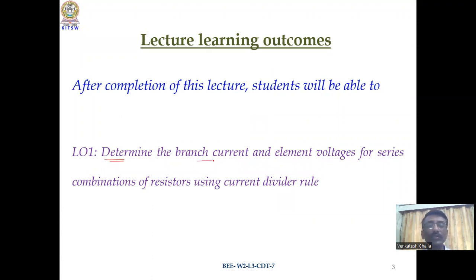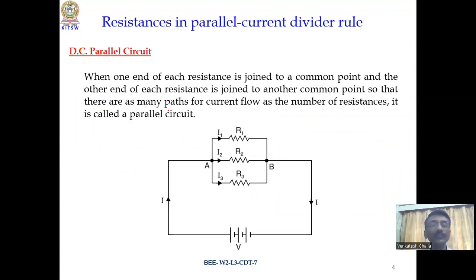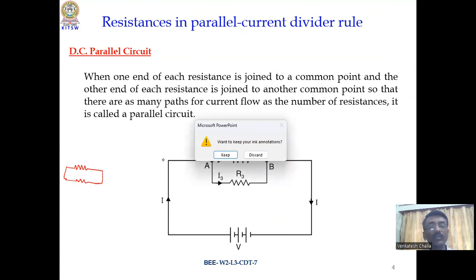be able to determine the branch current and element voltages for parallel combination of resistors using current divider rule. So parallel combination means, as we discussed earlier, that if there are two resistors available, if their start terminals and end terminals are tied together, then it becomes a parallel connection. And a parallel connection will also provide the path for the current.